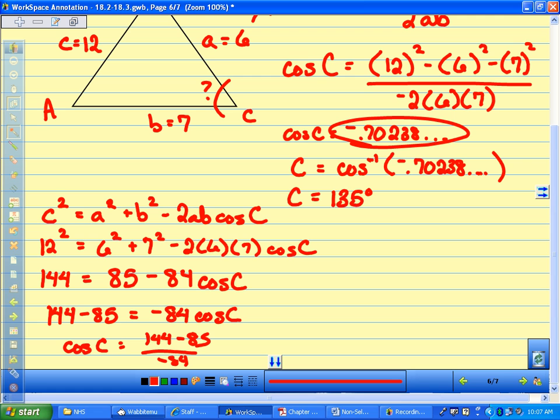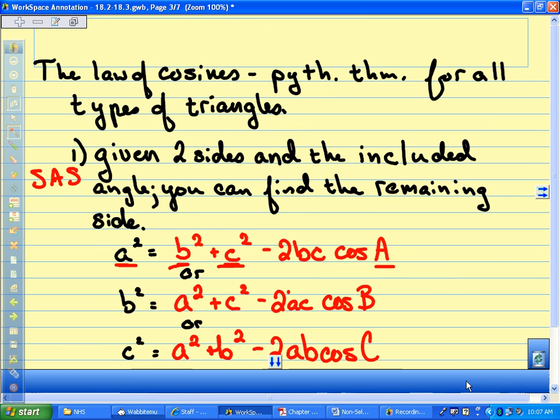Ultimately, you don't need to. You definitely need to know this one, and from this one, you can get this one. But when you're solving for an angle, it's a lot easier to start right here at this one, where cosine C is C squared minus A squared minus B squared over negative 2AB. Okay.